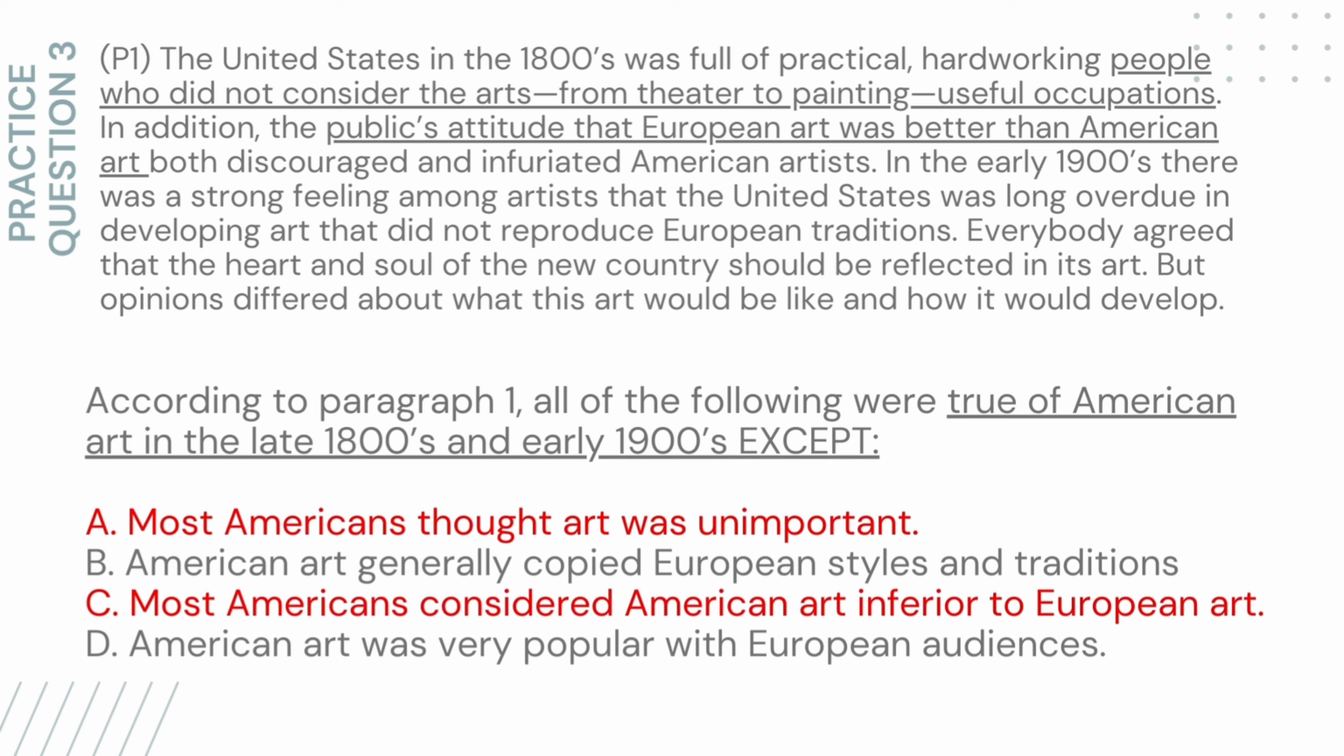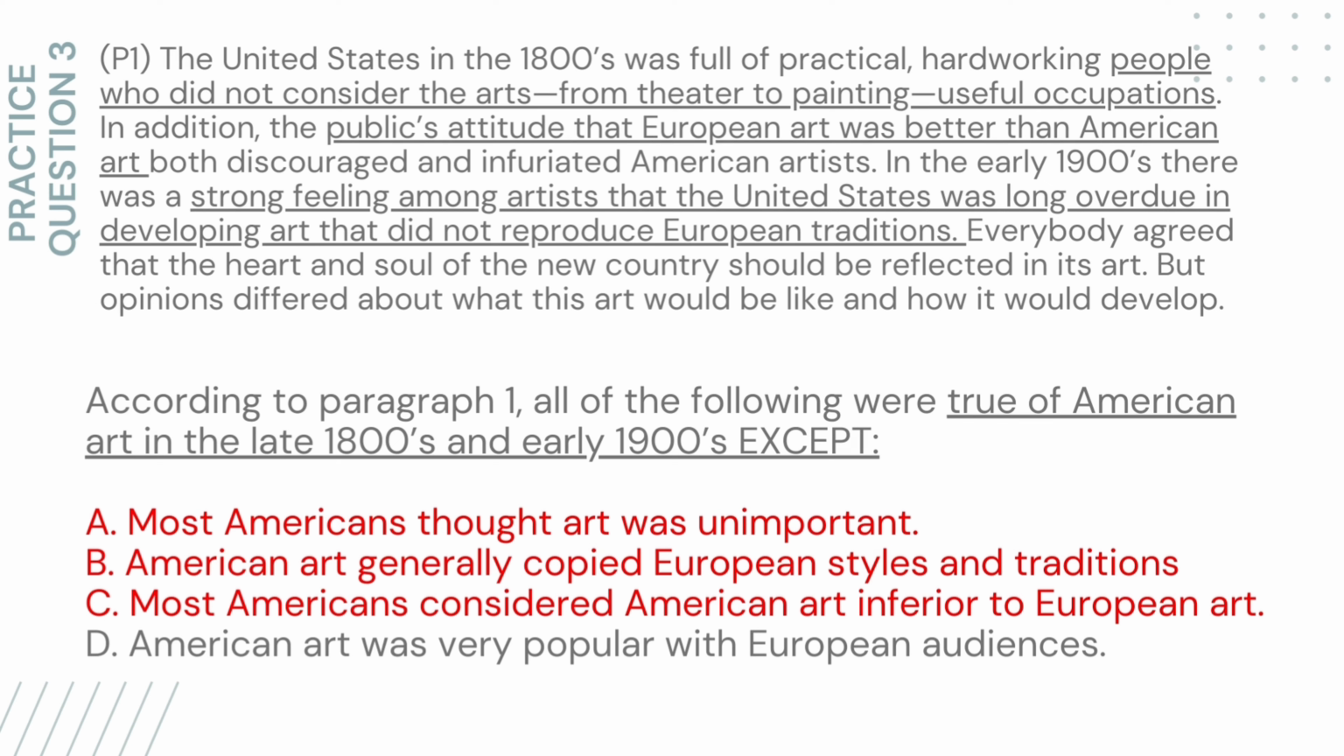Next, we read that there was a strong feeling among artists that the United States was long overdue in developing art that did not reproduce European traditions. Okay, this one's a little trickier. What does it mean if something is long overdue? Well, it means it's time to stop reproducing European traditions. So then we can assume they are reproducing European traditions. Which one does that help us eliminate? B. American art generally copied European styles and traditions.